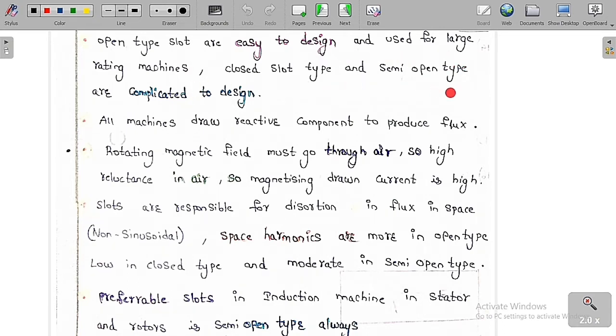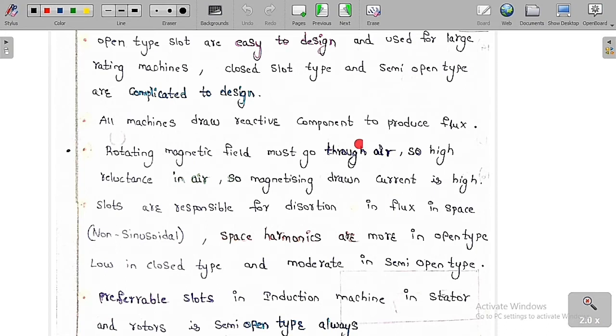Closed slot type and semi-open type slots are complicated to design. Open type slots are easy to design and are used for large rating machines, whereas the remaining two, the closed slot type and the semi-open type slot, are very complicated to design. I already told you the comparison of each and everything in the induction machine. Please go back to the induction machine concept, then you will know everything regarding the comparison of all these slots. So basically there are three types of slots. Out of that, open type slots are easy to design and are basically used for large rating machines, whereas the remaining two, the closed slot type and the semi-open type, are very hard to design.